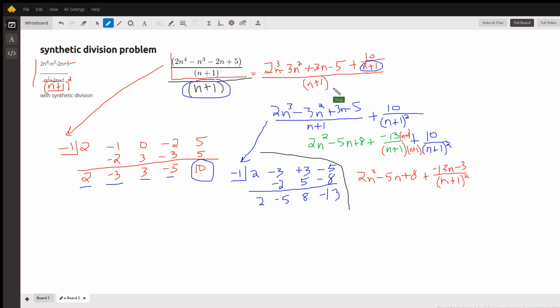So let's picture dividing this n plus 1 into this 4-term polynomial and then also into this term here. So I've separated it into 2 terms. Here's the n plus 1 divided into that polynomial. Plus, if I divide 10 divided by n plus 1 by another n plus 1, I'll be dividing by n plus 1, the quantity squared. So here's the synthetic division for this first term.